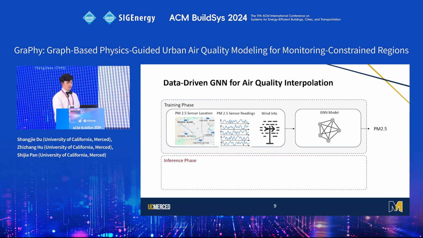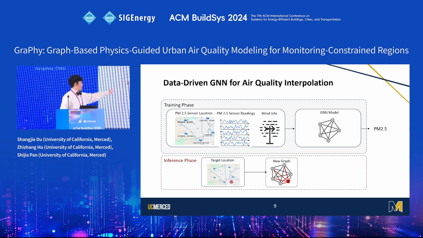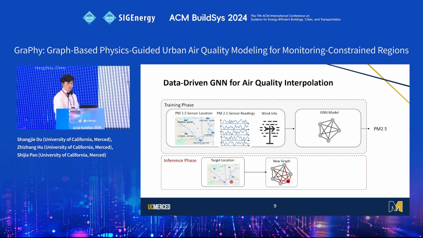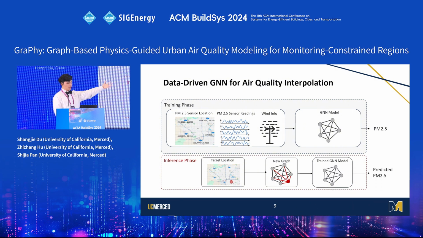During inference, we generate a new node at an unmonitored location and use the existing trained GNN model to predict this new location data. So we see that the node in red, right, is the new node. We initialize it, and we use the same wind information, and then we try to predict it. This is our interpolation method.